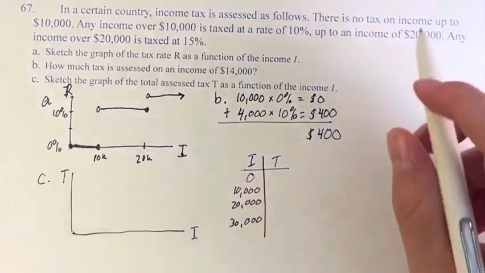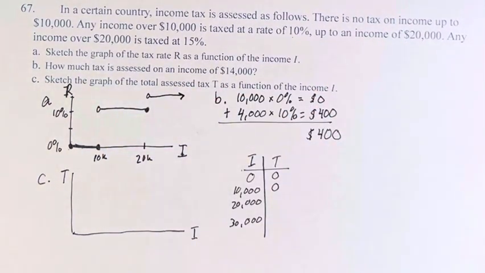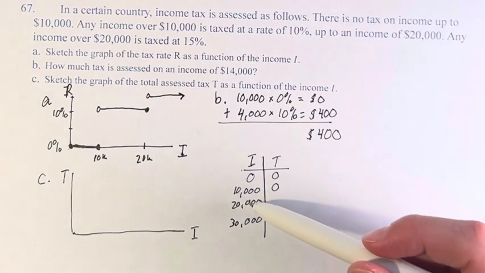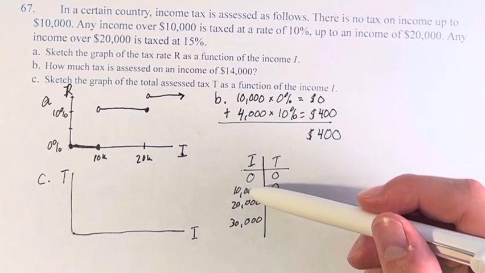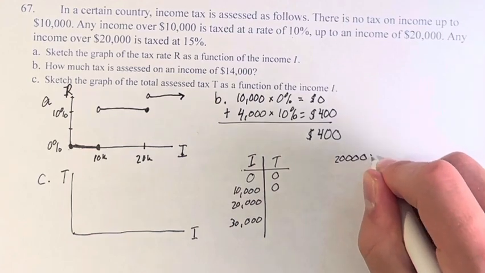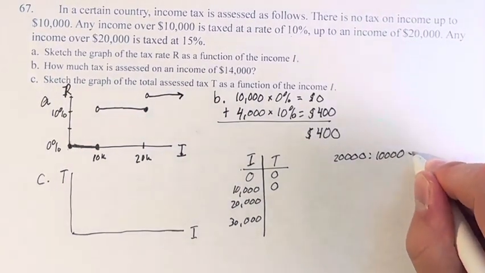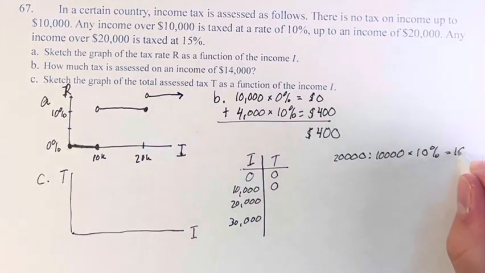So there's no tax on income up to $10,000, so this is 0, 0. For an income of $20,000, the first $10,000, there's no tax assessed on it. And then for the second $10,000, there's a 10% tax rate. And this is $1,000.